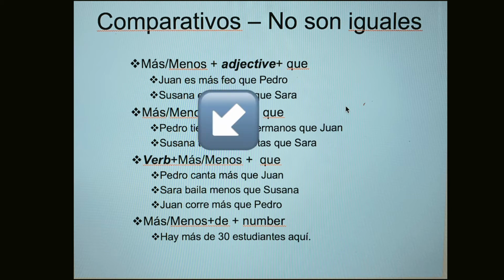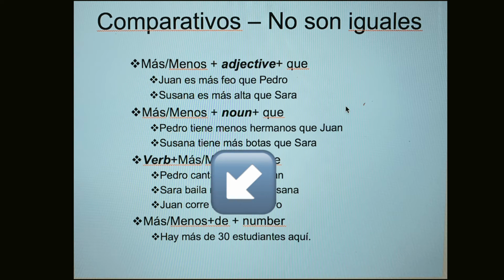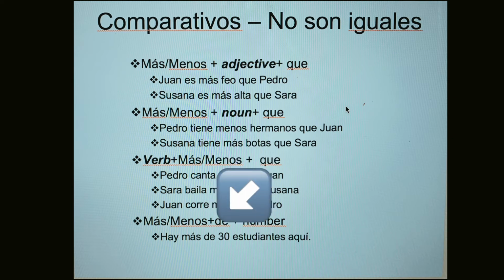The verb plus más or menos plus que. For example, Sara baila menos que Susana. When using numbers, you use más or menos plus the number. For example, hay más de 30 estudiantes aquí.